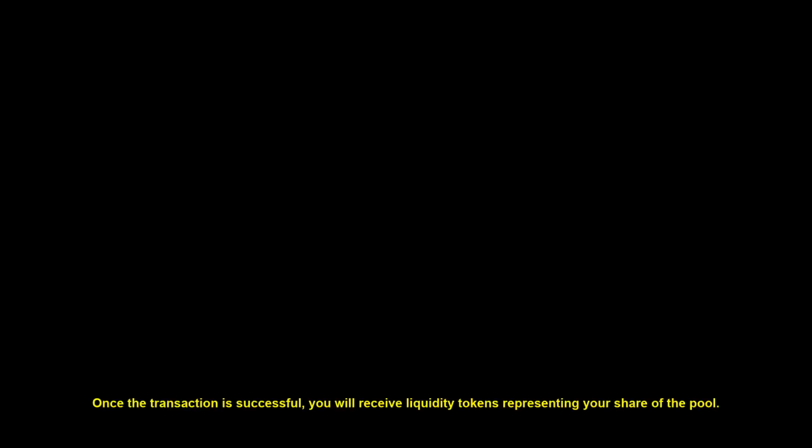Once the transaction is successful, you will receive liquidity tokens representing your share of the pool. You can view your pooled tokens in the Positions tab on the Uniswap interface. Make sure to always verify the website URL to ensure you are on the official Uniswap page for security purposes. Now you have successfully downloaded and used the Uniswap interface to add liquidity safely.